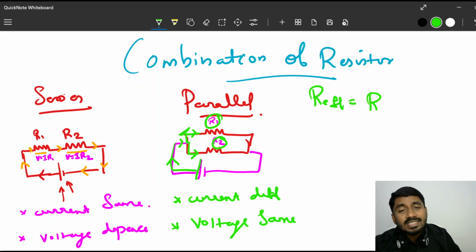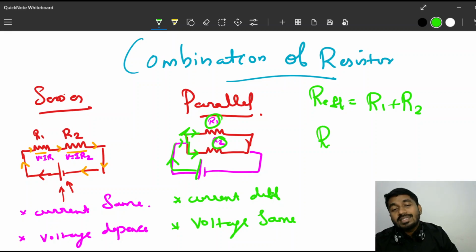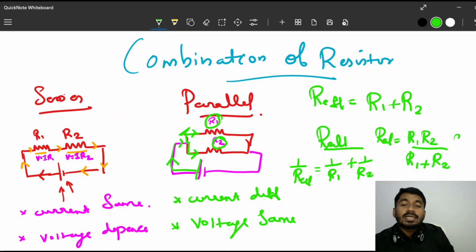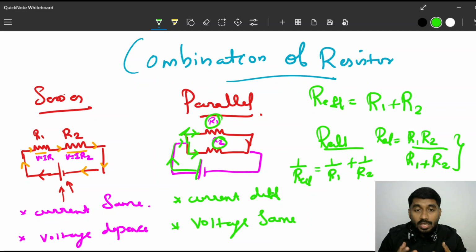It is nothing, just add the two resistors, R1 plus R2. But what is the effective resistance in a parallel circuit? You have to write this equation: 1 by R effective is equal to 1 by R1 plus 1 by R2 plus 1 by R3. And also you can write another equation as R effective is equal to R1 R2 by R1 plus R2. These are the two equations you can use to do the numericals from the chapter.